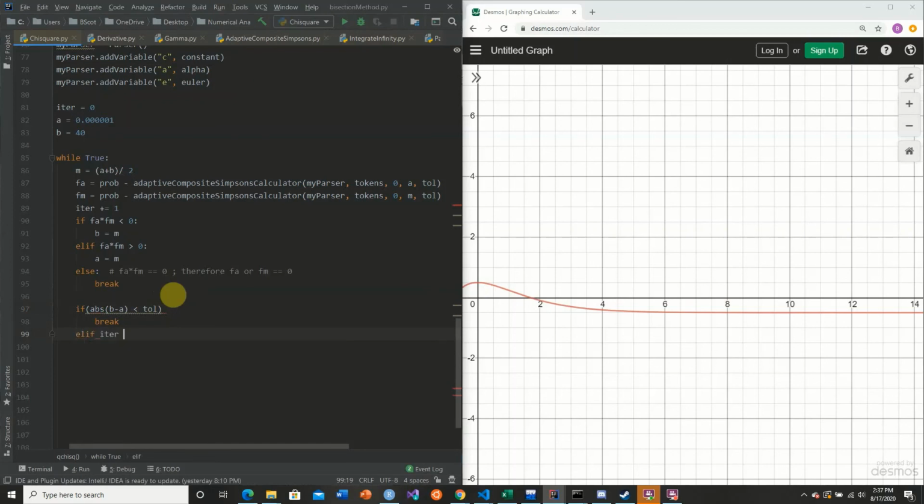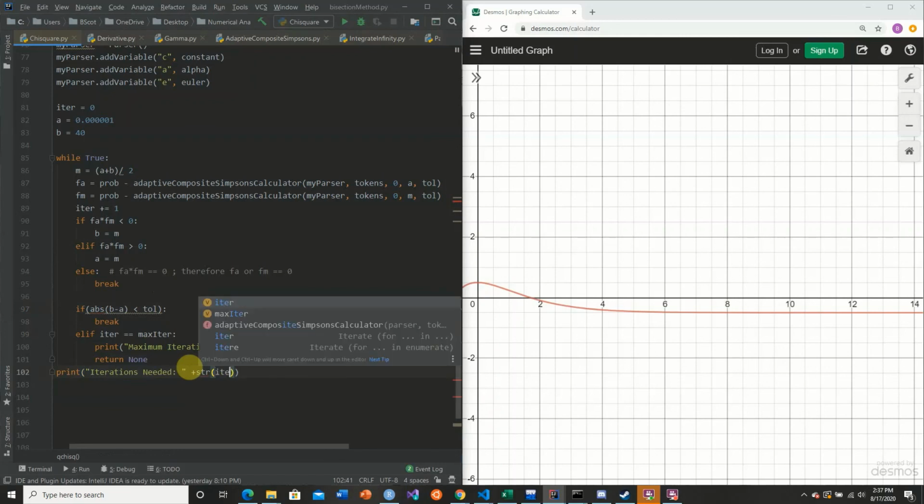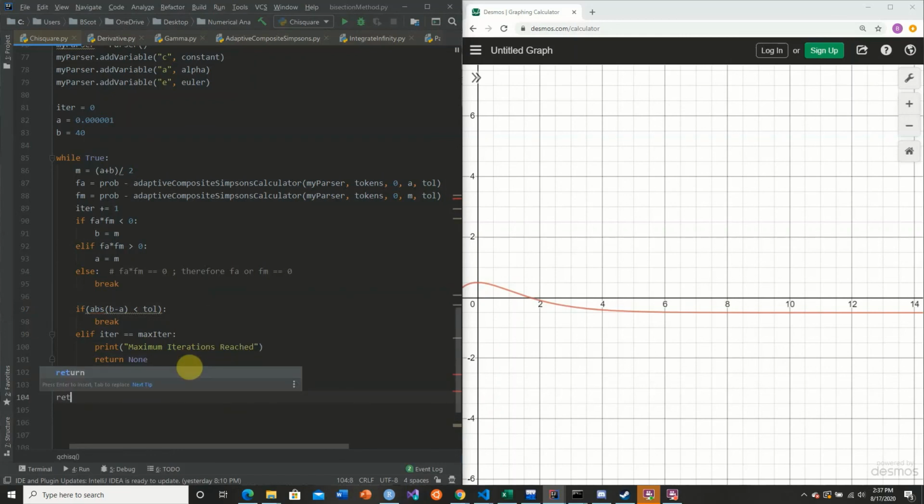If our iter equals max iter, print maximum iterations reached. Return none. And then what we're going to do is we're going to say print iterations needed, string of iter, and normally we would return m. But like I said before, our root is not necessarily the x quantile. It is 2 times our root. So we would take 2 times our root value, and that is the given quantile.